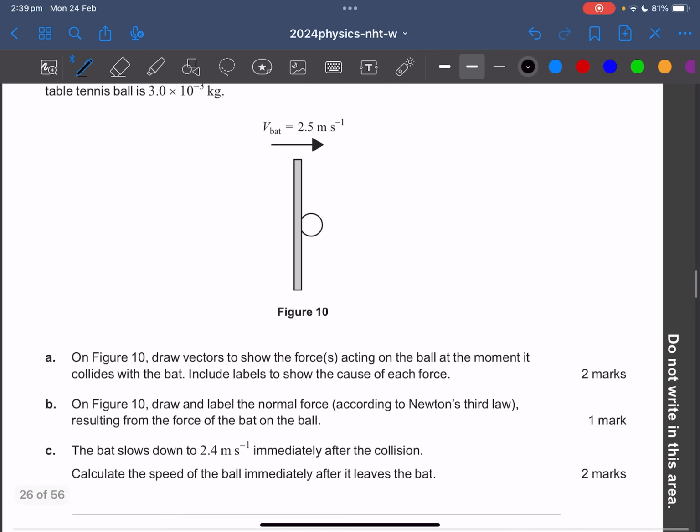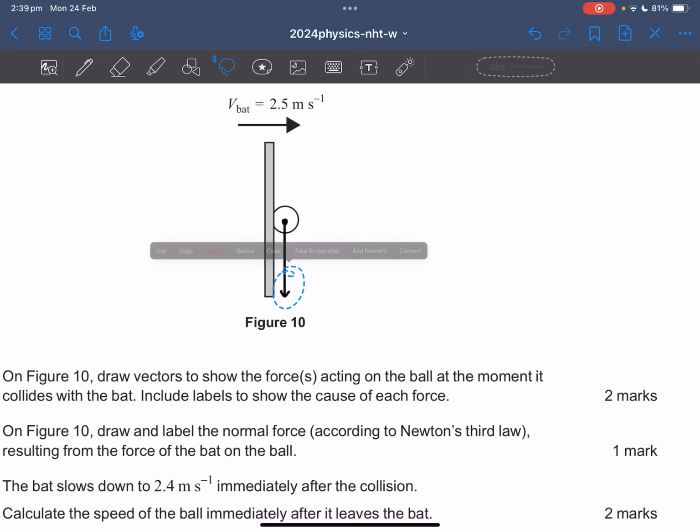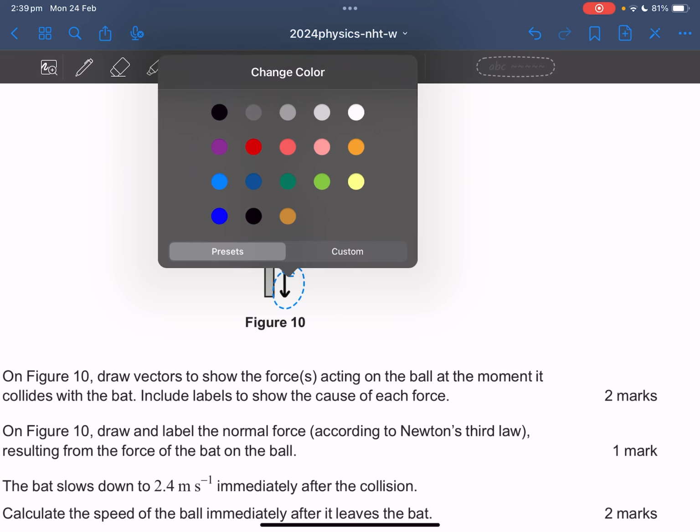Okay, very well. So first one, of course, there will be gravitational force like this. And then actually let me draw that in red color.